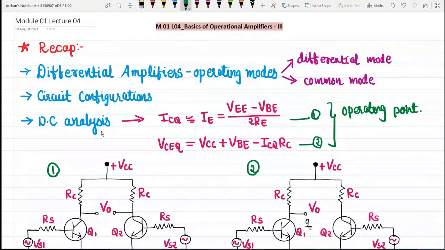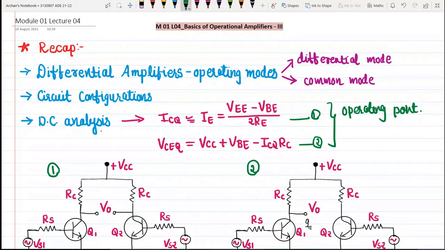Here VBE is nothing but the voltage between base and emitter. Okay, so in case of silicon it will be from 0.6 to 0.7, and for germanium it would be 0.3. Okay, it depends on which semiconducting material we are using for manufacturing of the transistors, right?